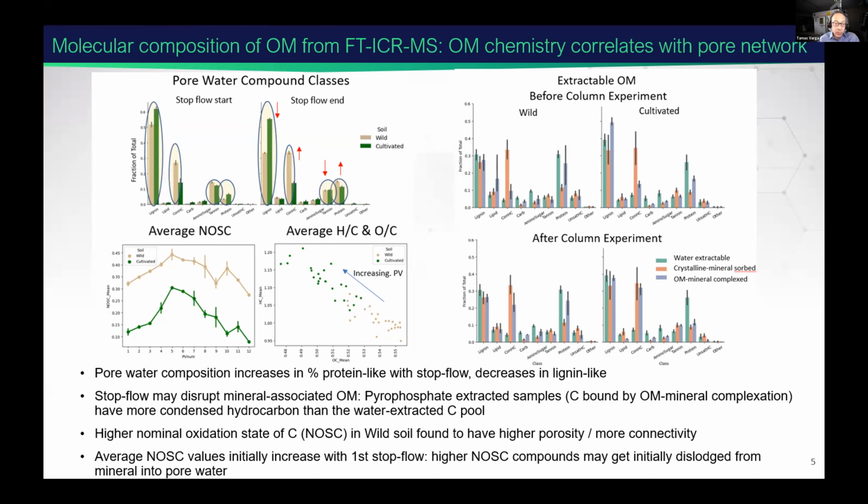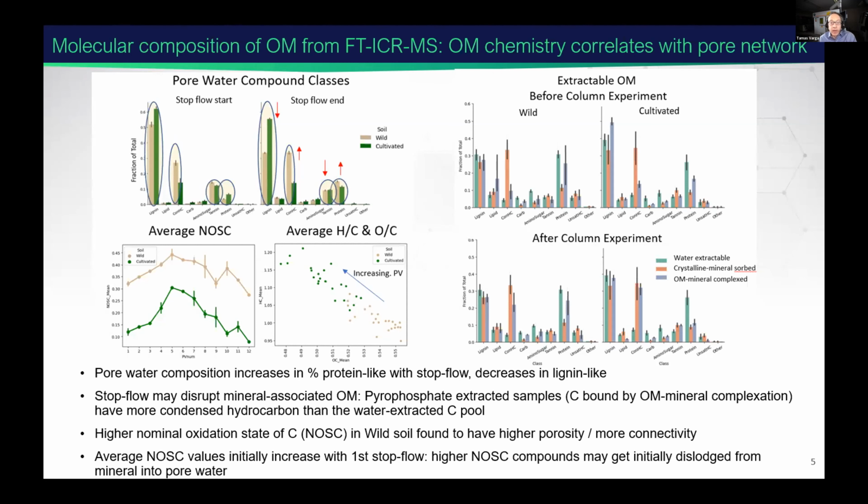We found, for example, that there's a significant difference between the pore water composition of the 2 kinds of soils, and also as we move on into the experiment. In the stop flow experiment, it seems like the protein-like and the condensed hydrocarbons are more in the smaller pores, and they are more stabilized, and they tend to come out later in the stop flow experiments.